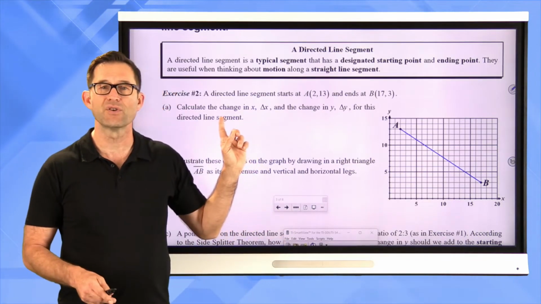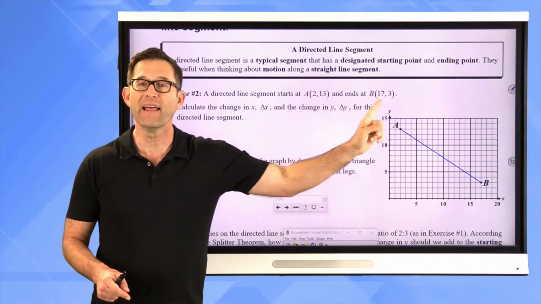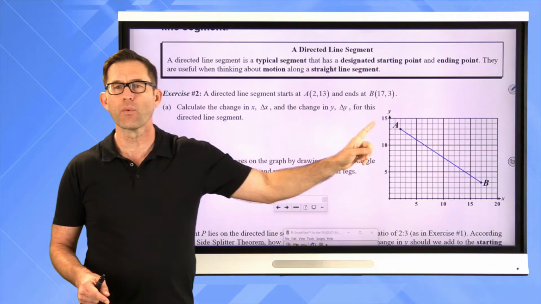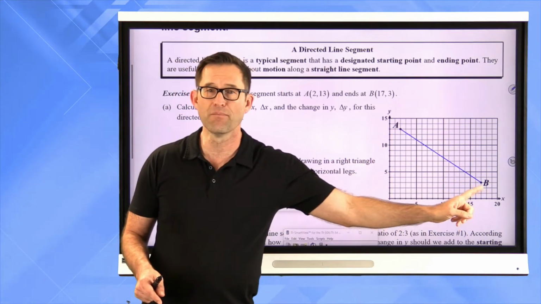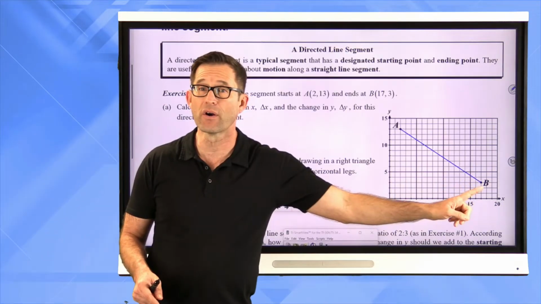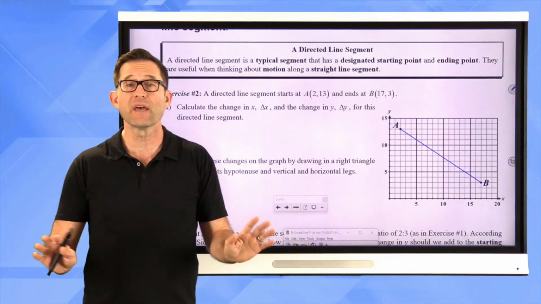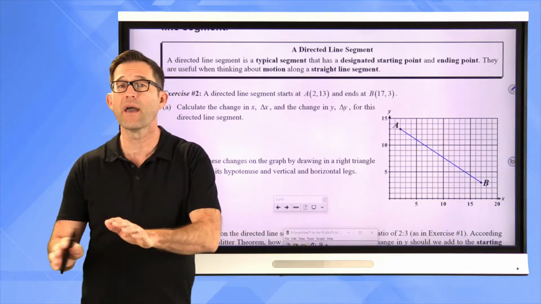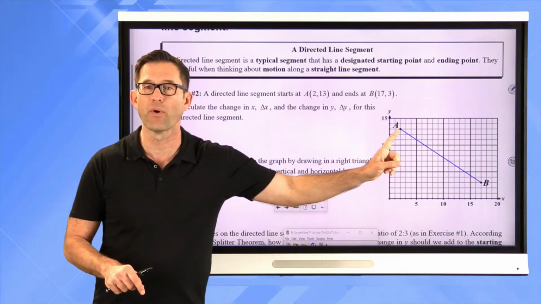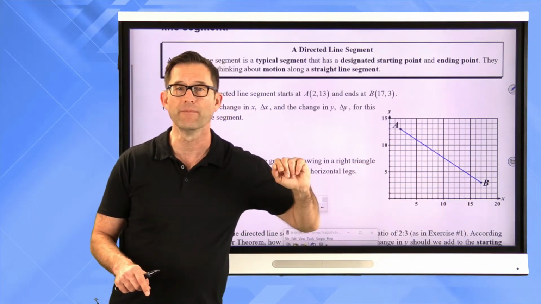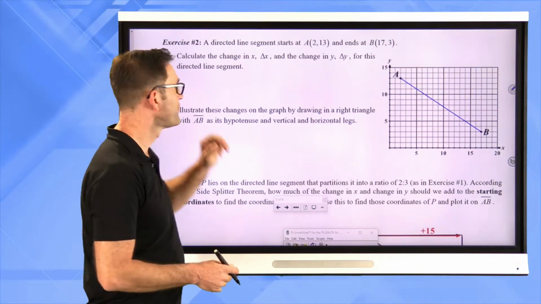But in exercise 2, we have a directed line segment that starts at A and ends at B. In other words, we want to think about starting at A and moving along to B, and that's different than starting at B and moving along it to A. Are the two segments the same? Yes, AB and BA are the same segment. But a directed segment literally says start at this point and end at that point. So that being said, let's take a look at exercise number 2.